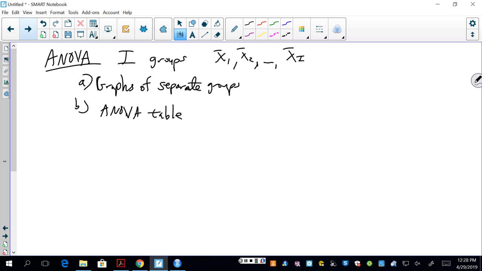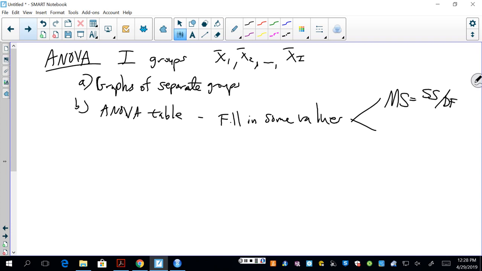I don't plan to have you do a lot of manual computations, like here are 3 means and some standard deviations, and you get more of the table. For the table, you might fill in some values, like a mean square is the sum of squares divided by its degrees of freedom, or the F statistic is the mean square treatment over the mean square error, a ratio. So a few things like that might be filled in.